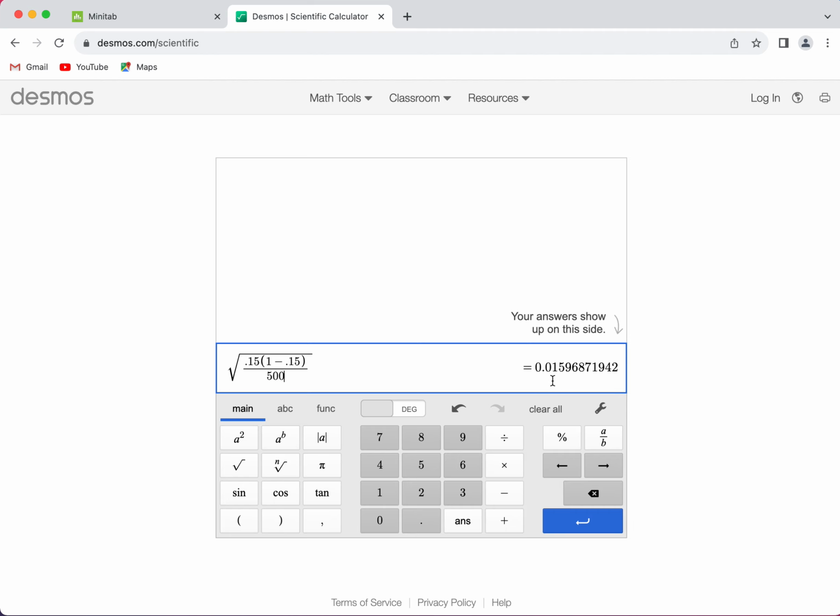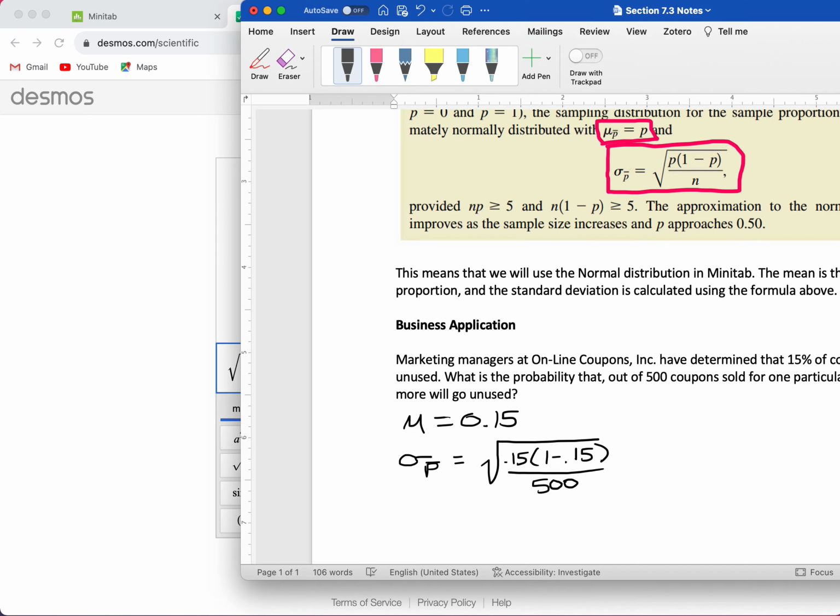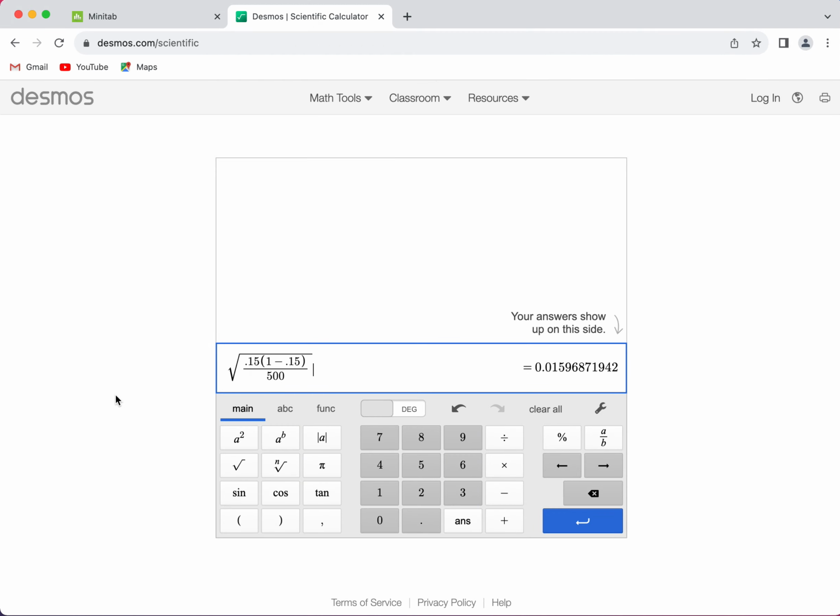0.015967. Again, I want to keep several digits after the decimal point. I don't want to round this to something like 0.02. That could lead me to get a wrong answer, even though my process is correct. So we will write this out here, 0.015, I'll go to 5 digits after the decimal point, 1597.